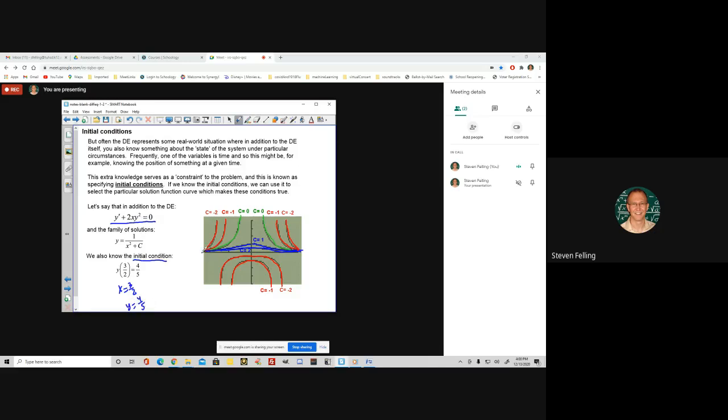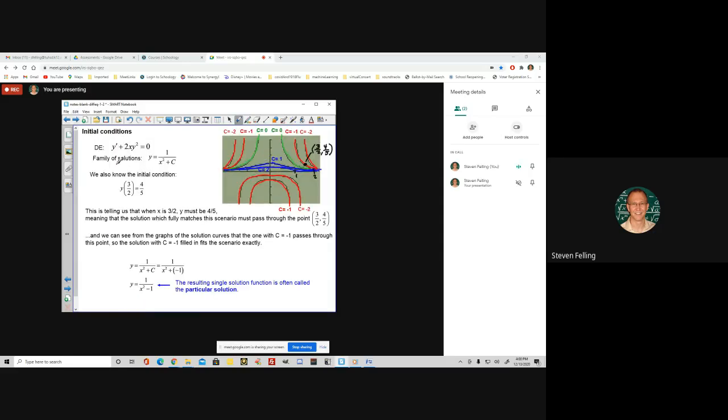That means that if I were to plot all the different solution curves on the xy plane here, this initial condition represents a point. When x is 3/2, y is 4/5. If I went out to that particular point, x is 3/2, y is 4/5 here, only one particular solution curve actually goes through that point. And so there is a particular value. In this case, it happens to be that c has to be set to -1.